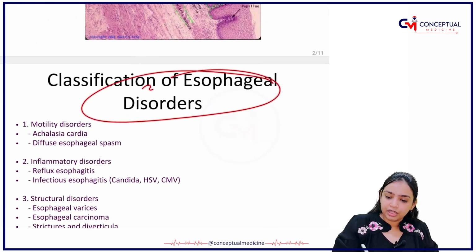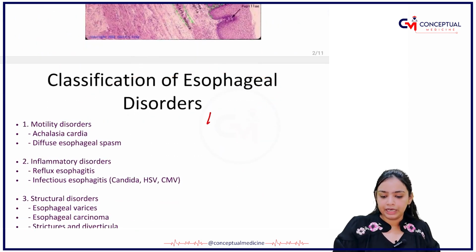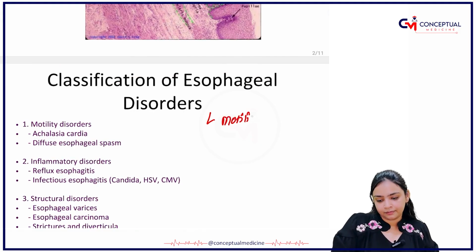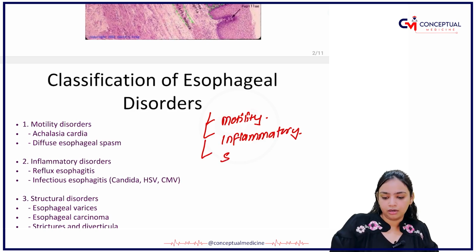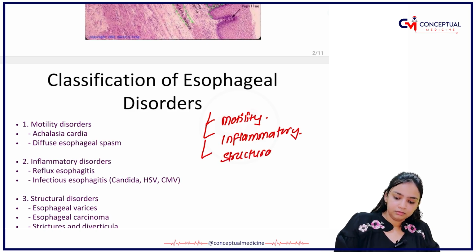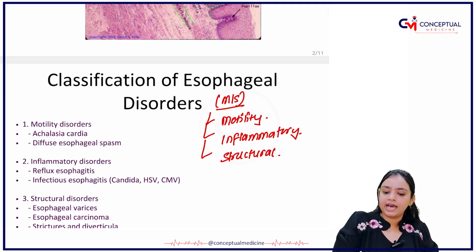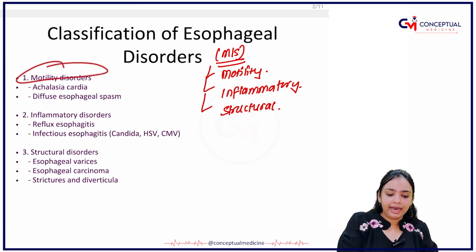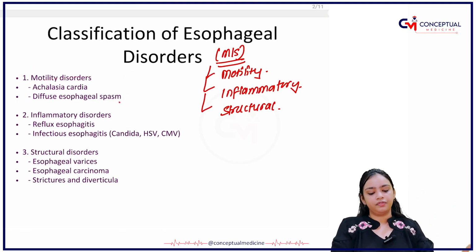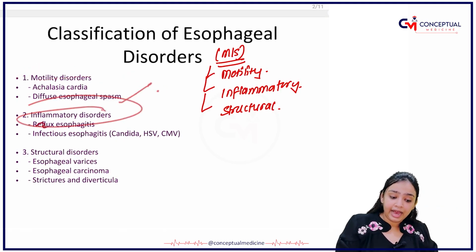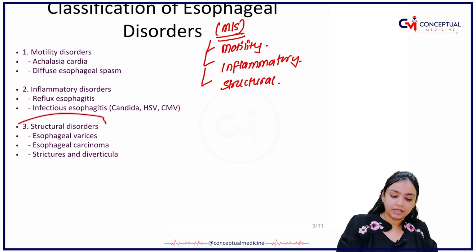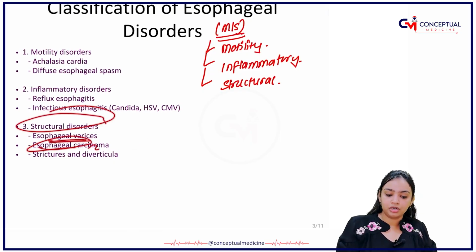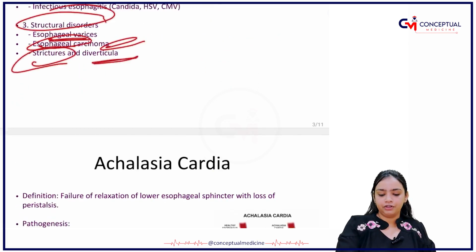If I talk about the classification, the esophageal disorders are classified based on their motility, based on inflammation, that is inflammatory, and on the structural. So they are classified as MIS. In the motility one, I have achalasia and diffuse esophageal spasm. In the inflammatory one, I have reflux esophagitis and infectious esophagitis. In the structural one, I have esophageal varices, esophageal carcinoma, strictures and diverticulitis.